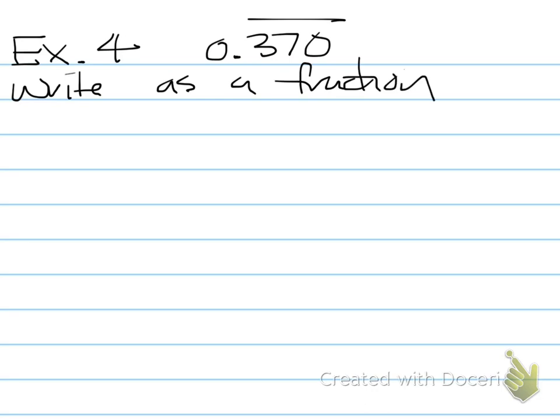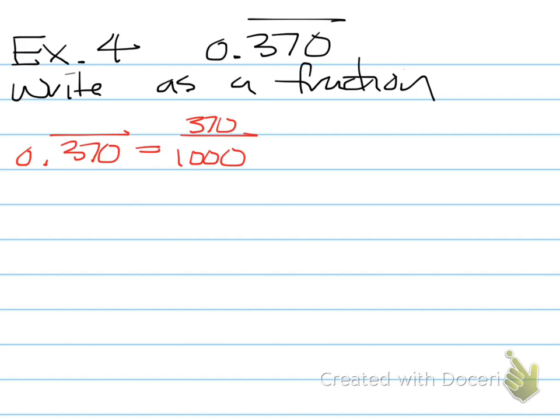And then lastly, you should be able to write a repeating decimal as a fraction. So we've got this decimal, 0.370, repeating. First thing you want to do is write out that portion of the repeating decimal. So the 0 in 370 is in the thousandths place, so that is 370 thousandths.